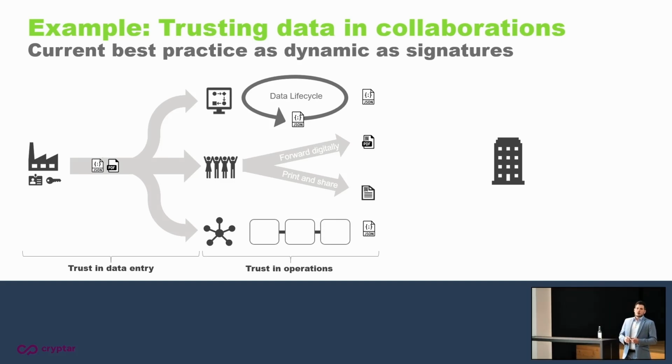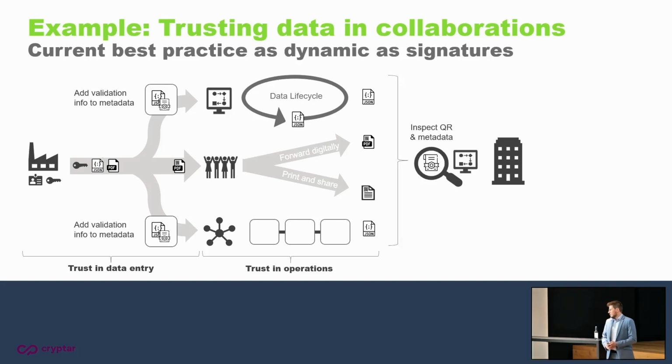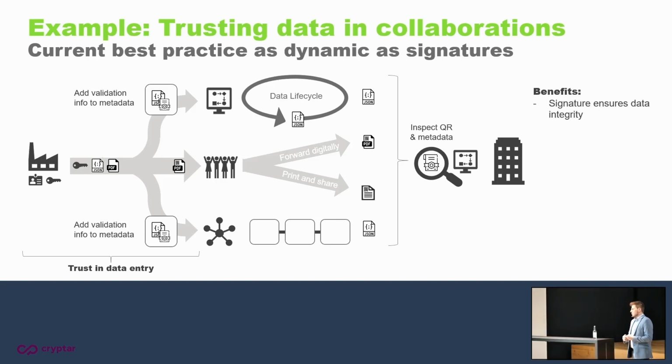Therefore, of course, we have digital signatures, which we can leverage to sign the data, and by that add validation info to the metadata of our information. For this, the recipient can verify that the data is unchanged and doesn't have to trust the operations that much anymore because it's still the same format as the original sender had it. So the signature can ensure for us that we have data integrity.